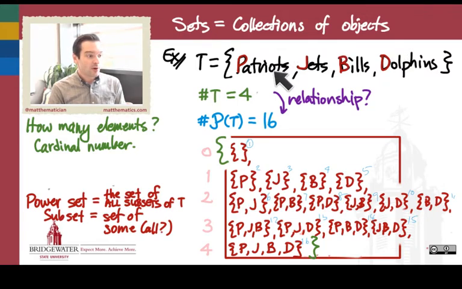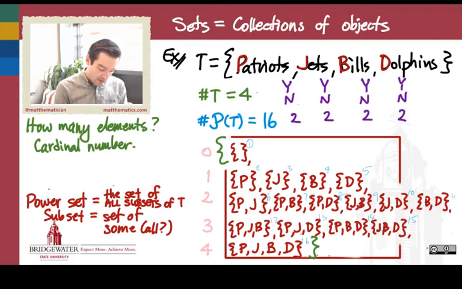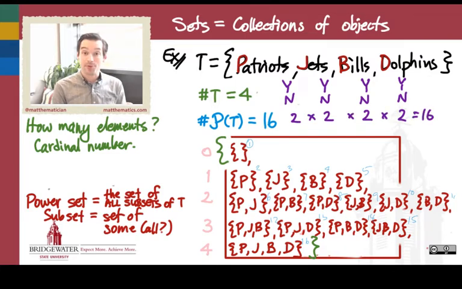Okay. So I have a choice. Do I want the Patriots or do I not? 2 choices. 2 choices for whether I want the Jets or not. 2 choices for whether I want the Bills or not. 2 choices for whether I want the Dolphins or not. And so the number of subsets is really the number of different ways to choose yes or no, to flip a light switch on or off for each one of these different teams. And that's where my 16 comes from.